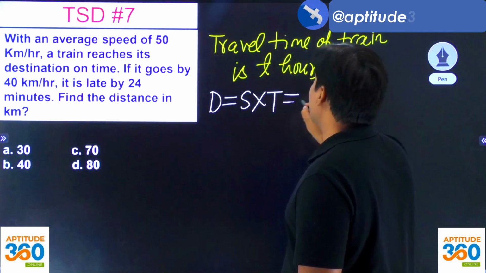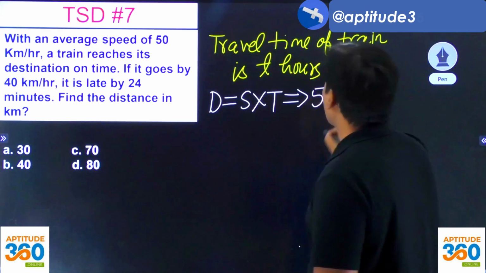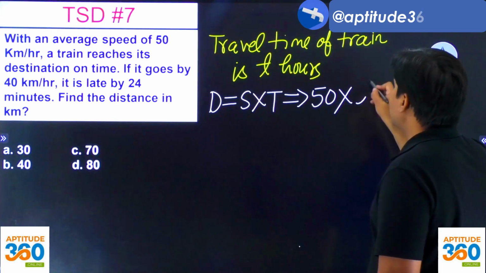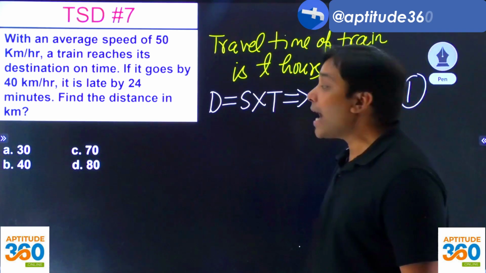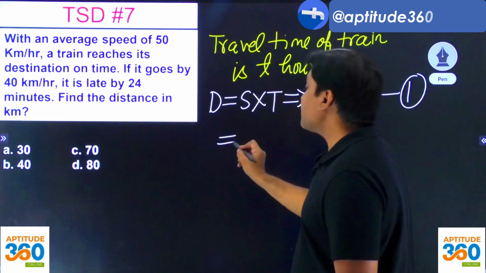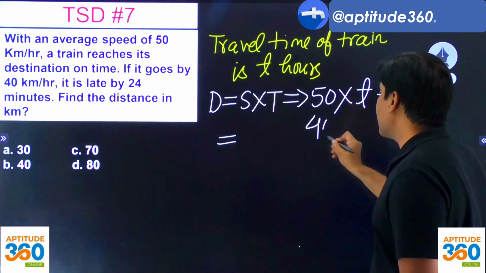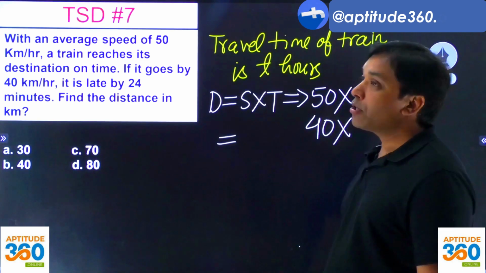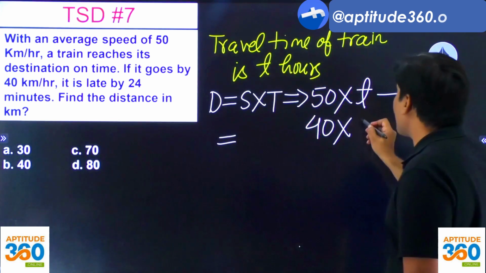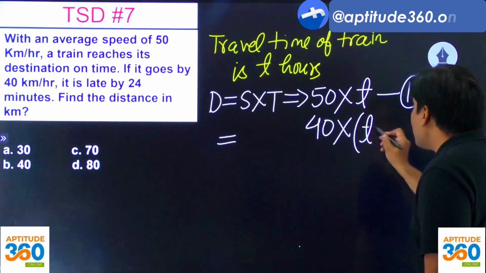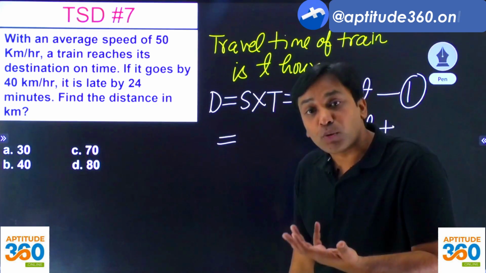If the train goes with 50 kilometers per hour, then it reaches in t hours. So that's equation number 1. Distance is equal to 50 into t, and problem tells you that if the speed is 40 kilometers per hour, so when speed is 40, then the train is going to take 24 more minutes. यानी अब क्या लगेगा उसको, वो जो t hours लग रहा था उतना तो लगेगा, and then the train is going to take 24 more minutes.